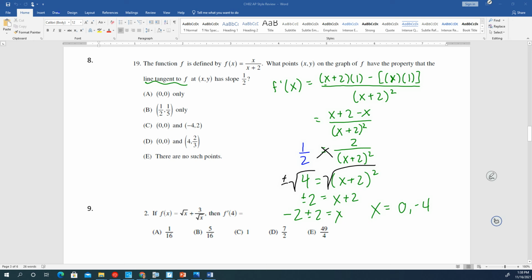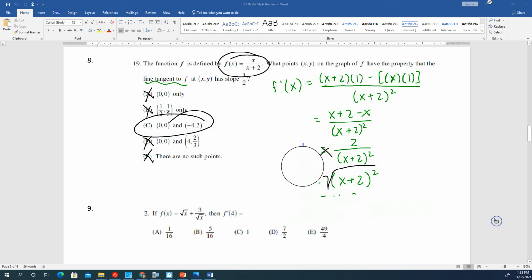We could obviously find their outputs by plugging it back in here. But this one is the only option that has x values of 0 and negative 4, so it's C. If you had time to check and make sure, you could, but that's a good test-taking strategy. You have to work through as quickly as you can. And again, your work is not graded with multiple choice, so you can be as sloppy as you need to be.